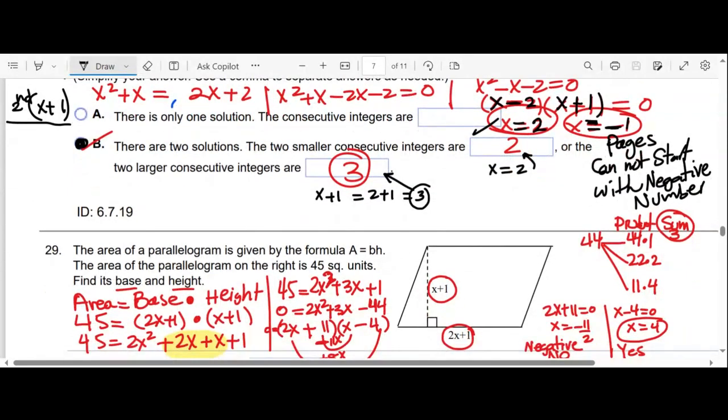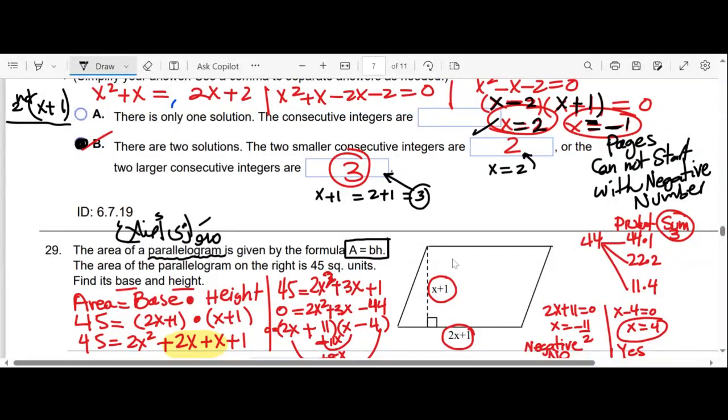The area of a parallelogram is given through the formula A. So what does parallelogram mean? Huh? Parallelogram. This is called a parallelogram. Okay. So what is the area of a parallelogram?